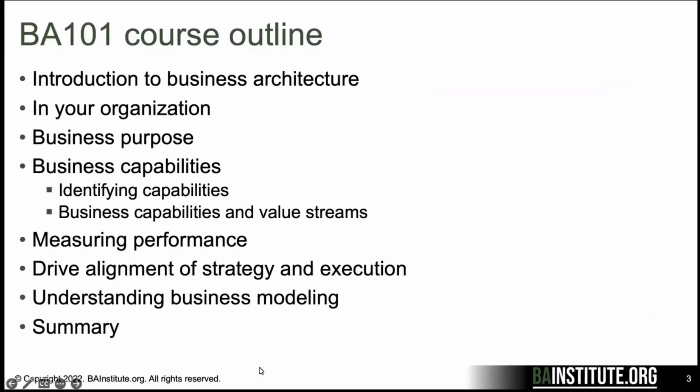So we're going to do an introduction to business architecture. We'll look at some terminology and some background around how we got to the concept of business architecture. We'll talk about business architecture in your organization, what it looks like today. Then we'll start really diving into business architecture and how we think about it and how we teach about it.